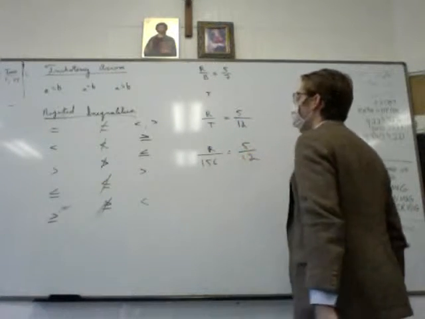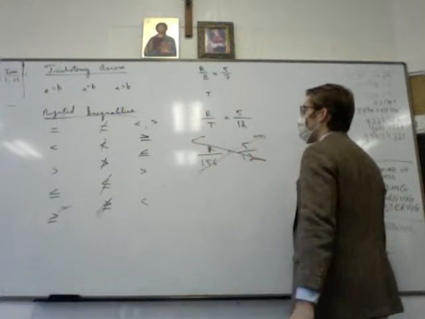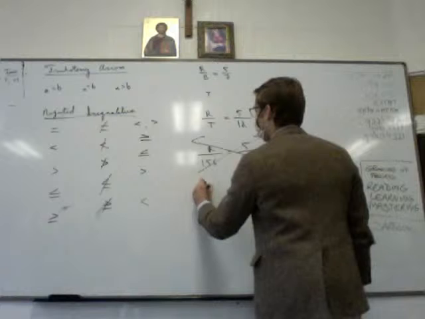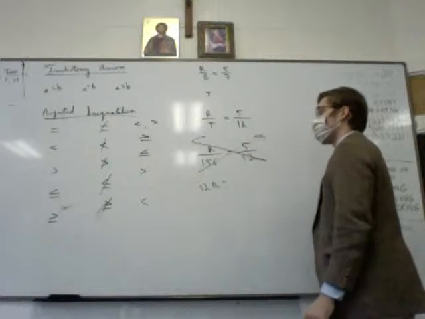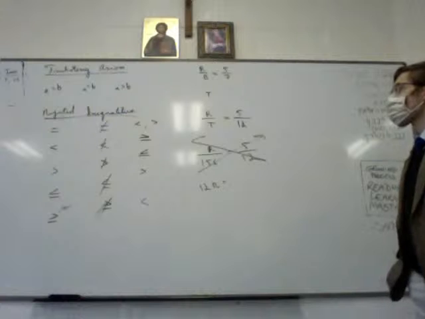How do I solve now? Cross multiply. What am I going to get? 12R equals 156 times 5.